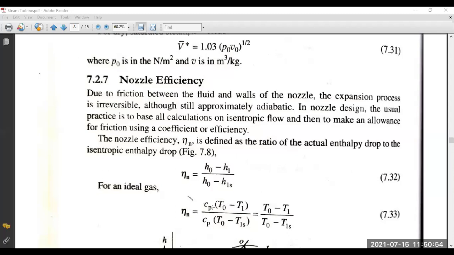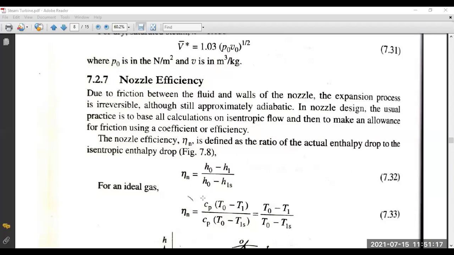efficiency eta is equal to V1 square minus Vs square, meaning the square of the velocity at the outlet when there is a frictional loss of energy, divided by the square of the isentropic velocity at the outlet when no loss is imagined.